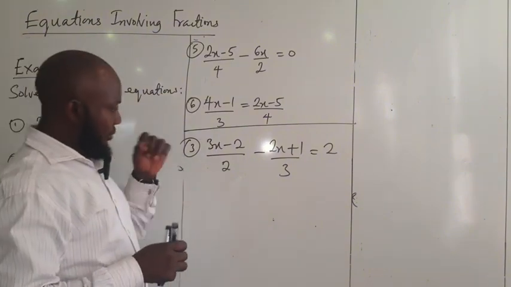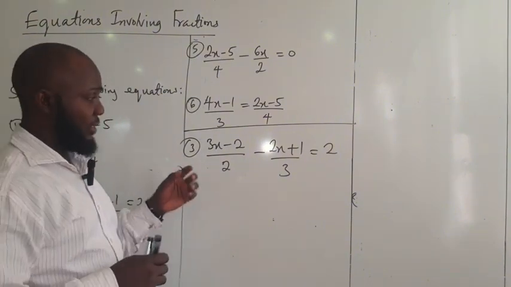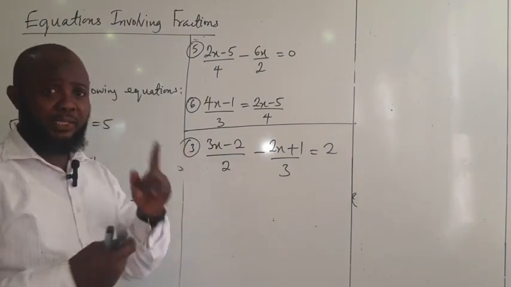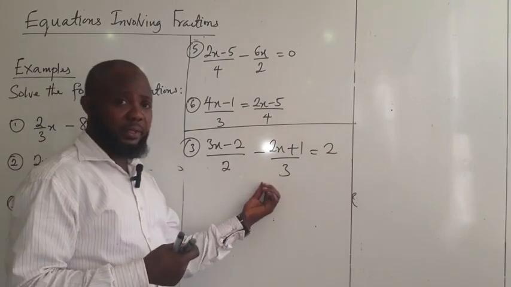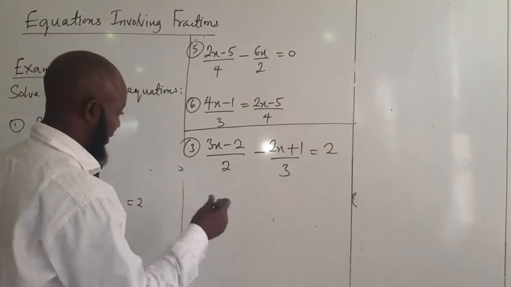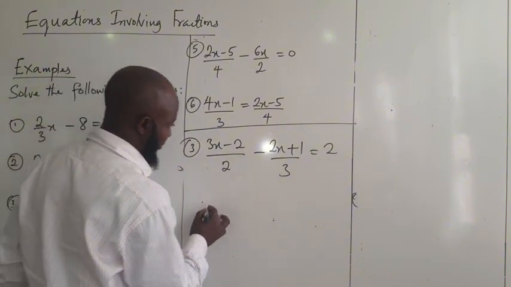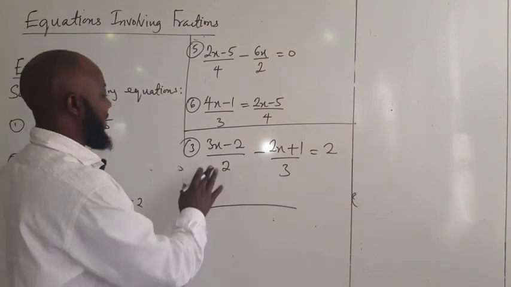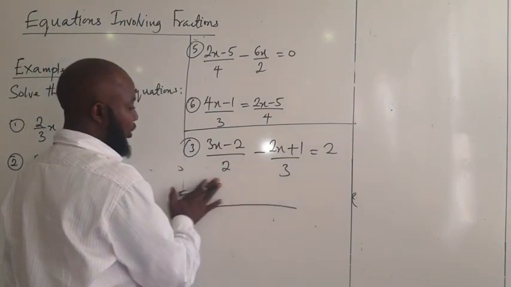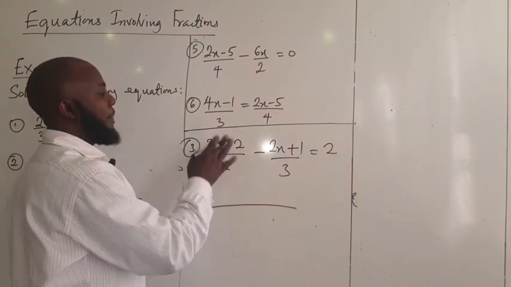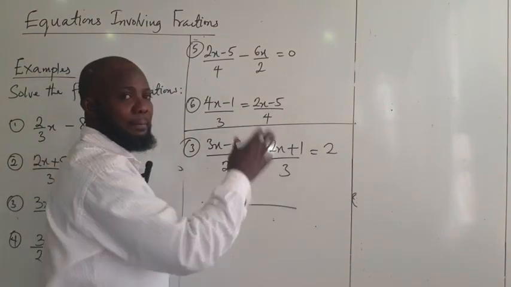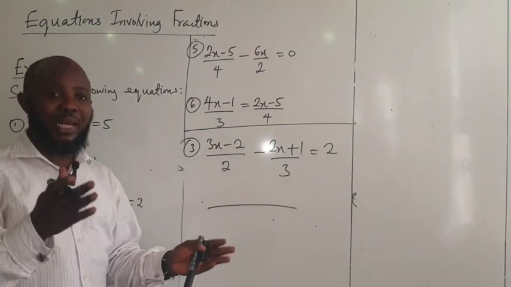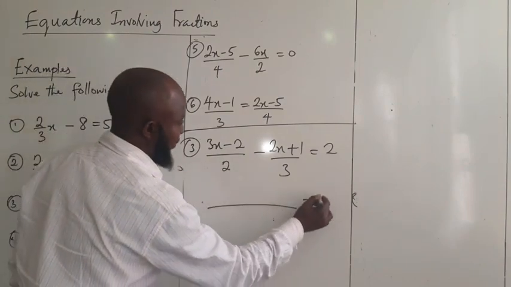When you have an equation involving fractions and the fraction is more than 1, the first thing you need to do is bring the fractions together, make it a single fraction. That means we are going to simplify this. So find the LCM of the denominators first. We have so many ways of doing it. When you find the LCM, you now multiply each of the terms by the LCM, so that the fraction will be cancelled.